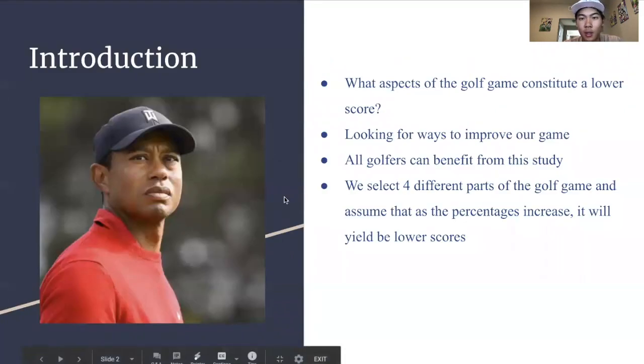So then our question was, what aspects of a golf game constitute a lower score? And golf is a sport where there are so many skills required to be good. For all golfers of all levels, we decided to analyze data from each part of the golf game to find which areas constitute the best scores.